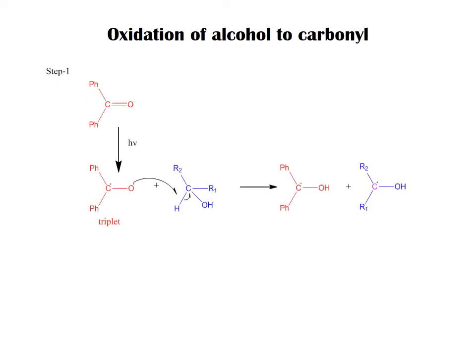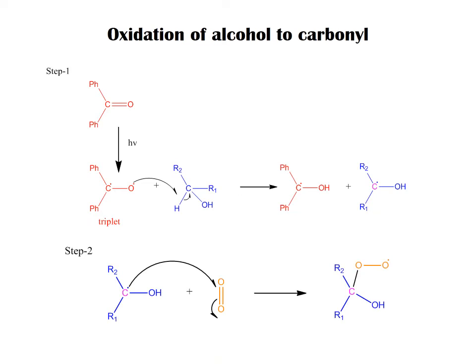Step 1, benzophenone, that is sensitizer. If you irradiate, your benzophenone will go to excited state. In excited state, it will be then a triplet form. So this biradical, this oxyradical, will abstract a hydrogen radical from secondary alcohol. So this hydrogen will go with one electron, and another electron present in the sigma bond will go and sit on this carbon, and it will produce the corresponding hydroxy carbon radical.